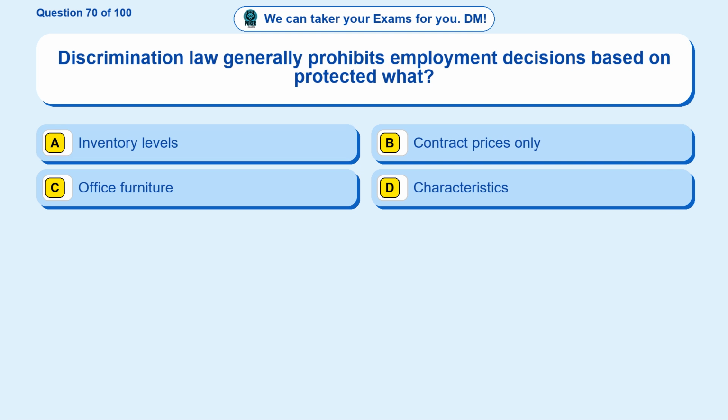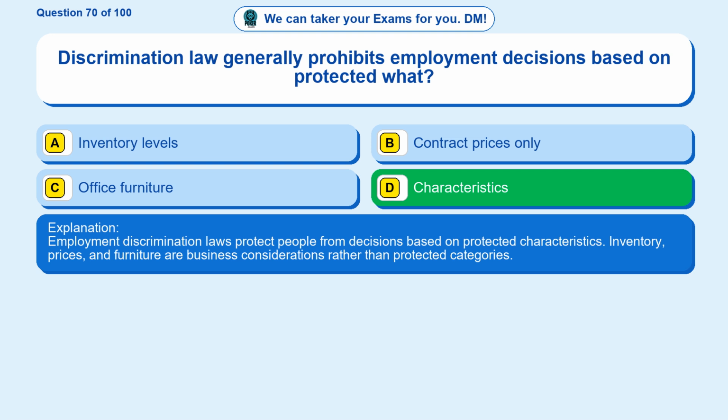Question 70. Discrimination law generally prohibits employment decisions based on protected what? Option A, inventory levels. Option B, contract prices only. Option C, office furniture. Option D, characteristics. The correct answer is option D, characteristics. Employment discrimination laws protect people from decisions based on protected characteristics. Inventory, prices, and furniture are business considerations rather than protected categories.